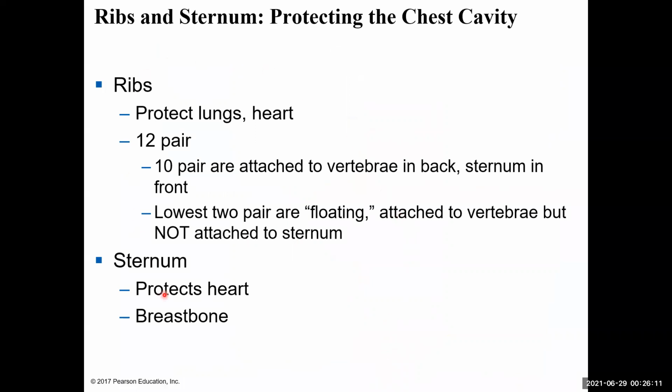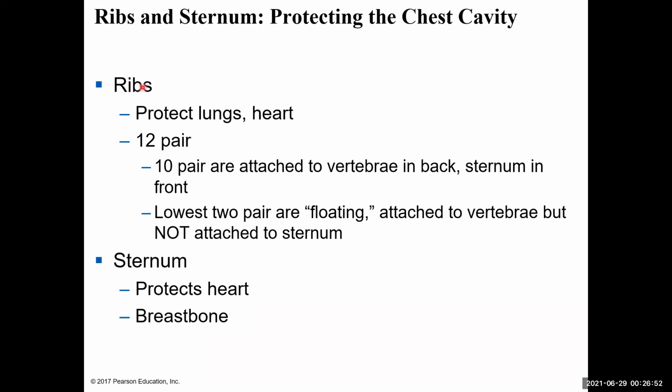Now, the other part of the axial skeleton is the rib and chest area. And so your ribs are there to protect your lungs and your heart. And then you have the sternum, which some of the ribs articulate with. Well, actually, most of the ribs articulate with the sternum via cartilaginous connections. But there are two pairs of ribs that are floating ribs that don't articulate with the sternum. And the sternum is also there to protect the heart. And the sternum is what we basically refer to as the breastbone.